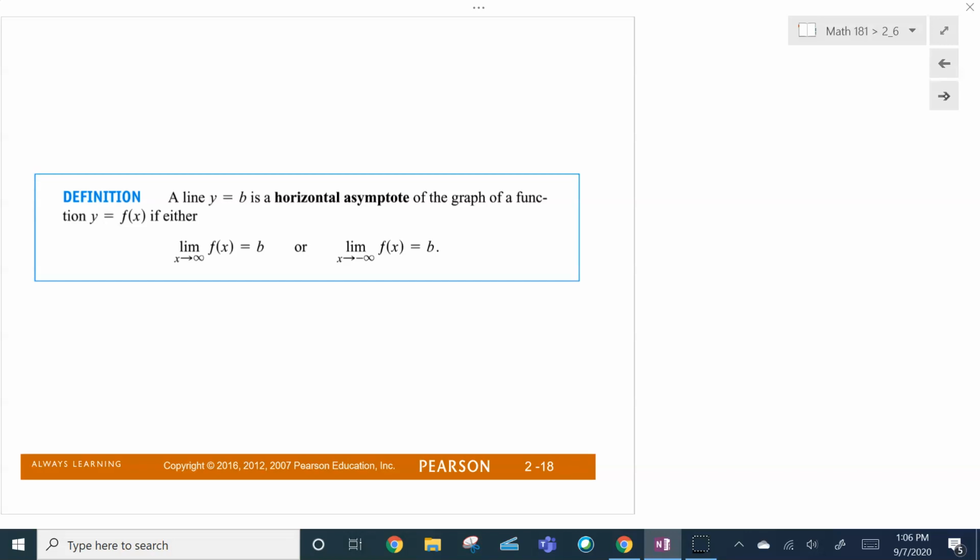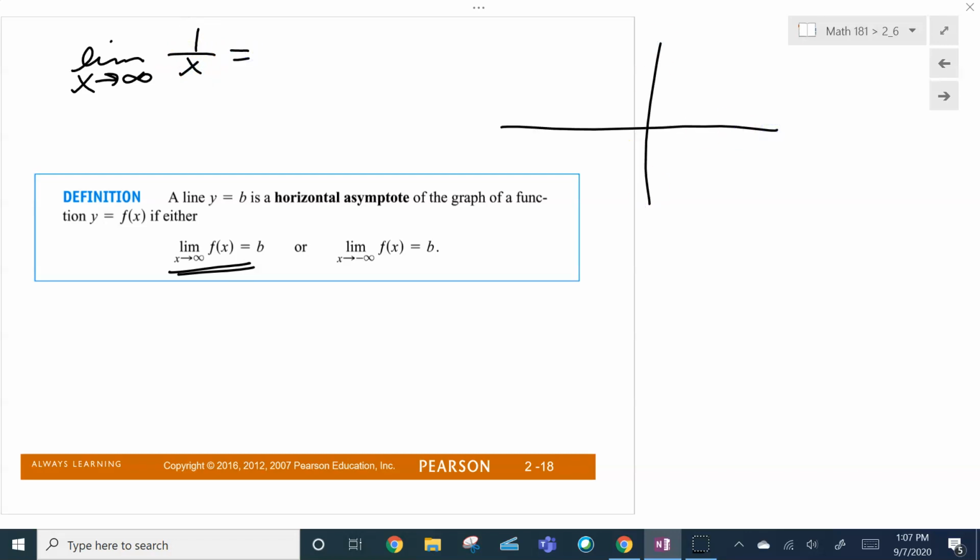All right, what about horizontal asymptotes? Okay, horizontal asymptotes. So horizontal asymptote means as you go to infinity of the function, okay, so the limit as x goes to infinity of a function. In fact, let me give you that one. I was going to do 1 over x. And let's think about that for a minute. We've got limit 1 over x, here it is. Got the vertical asymptote x equals 0.